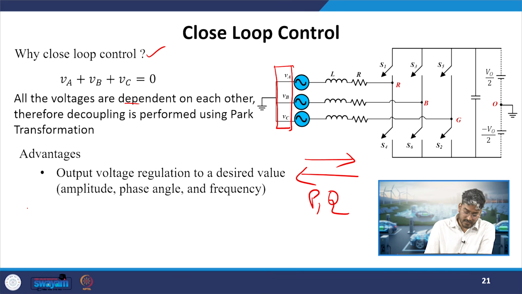So what are the advantages of this? Output voltage regulation to a desired value. Based on my active and reactive power, my voltage can be adjusted. Okay. So how will these two parameters decide my voltage magnitude? We have also discussed this.